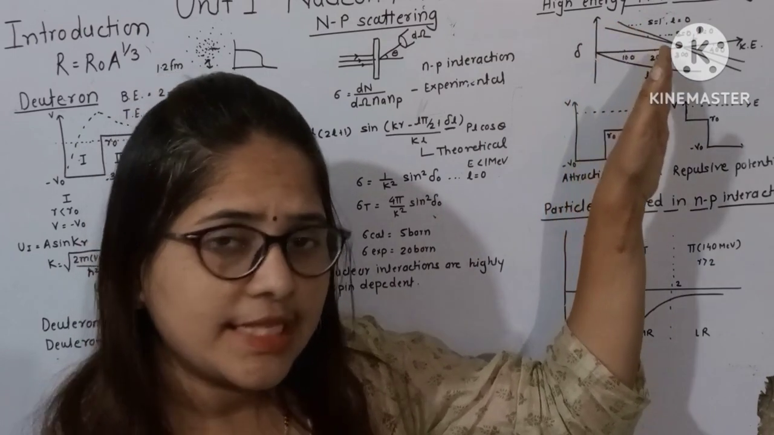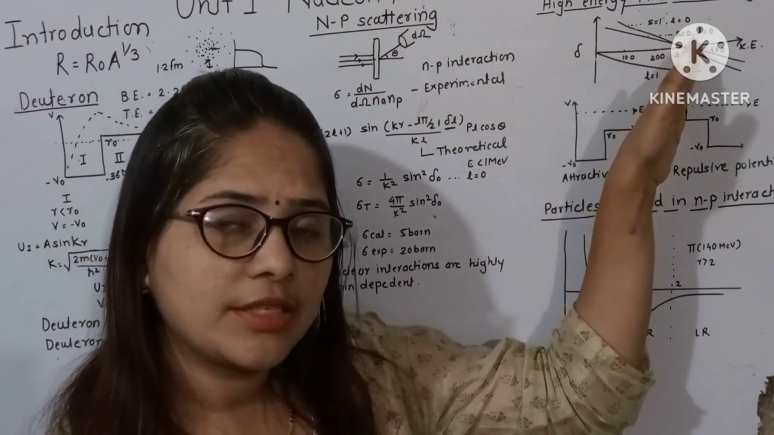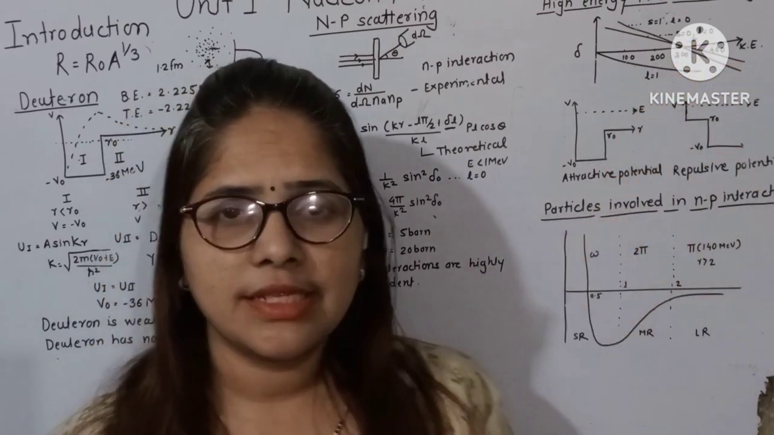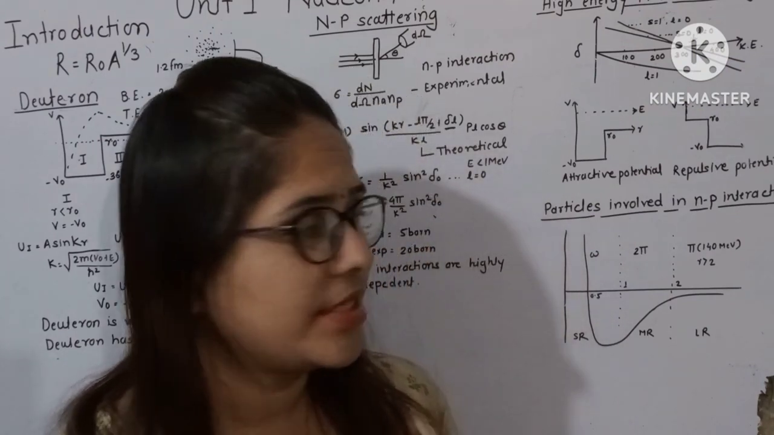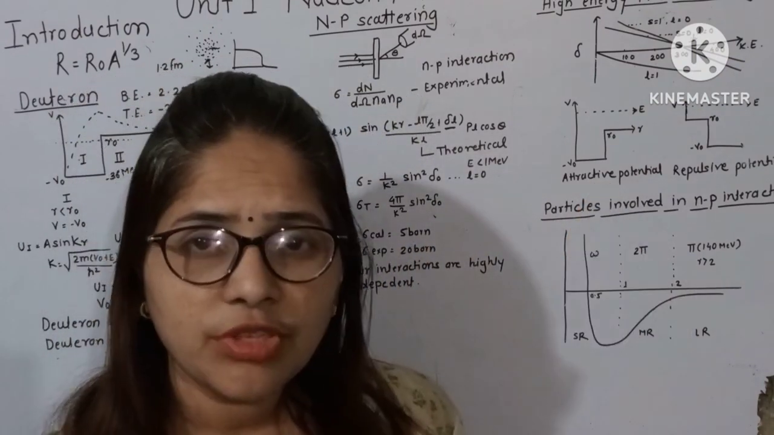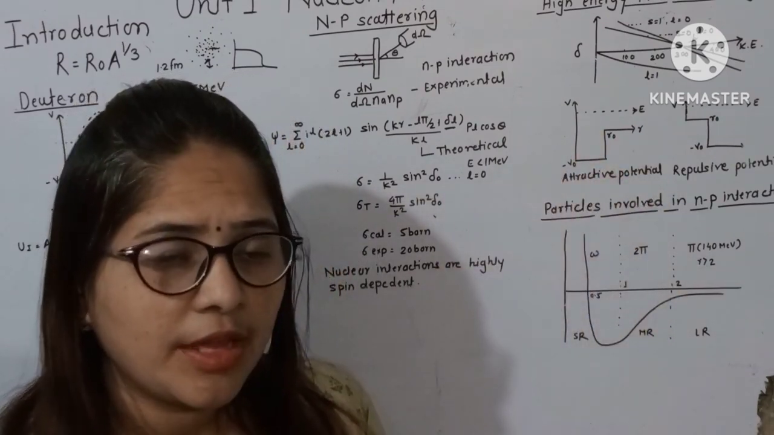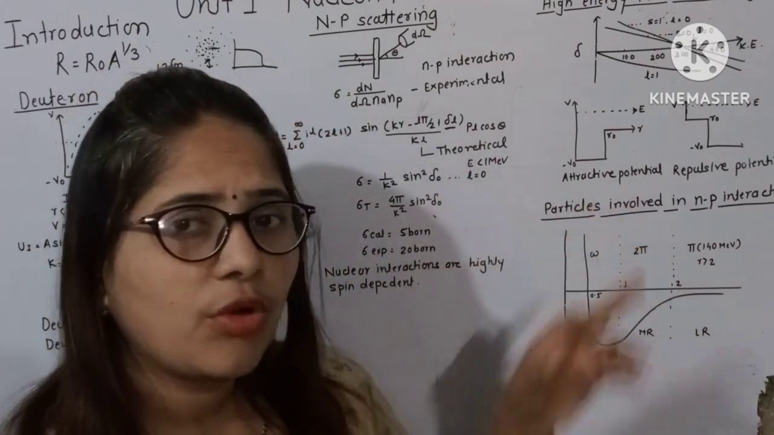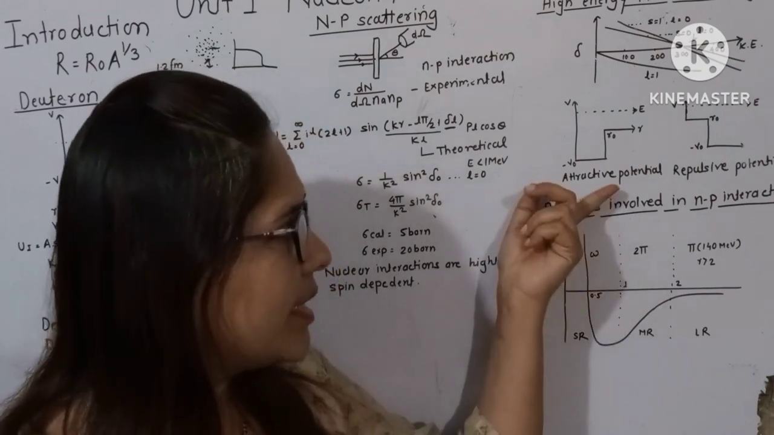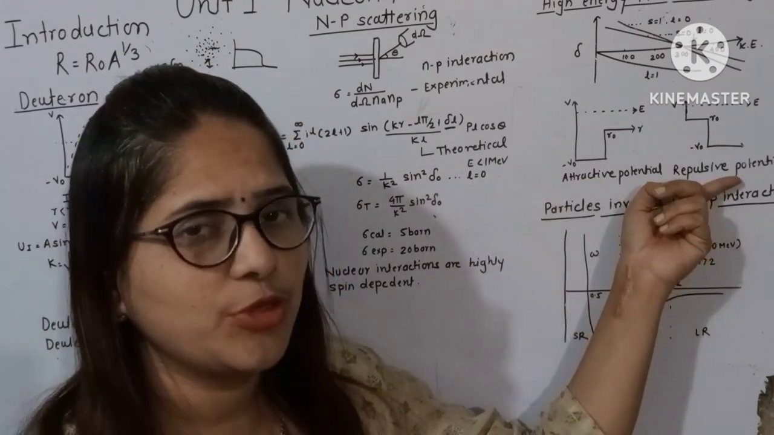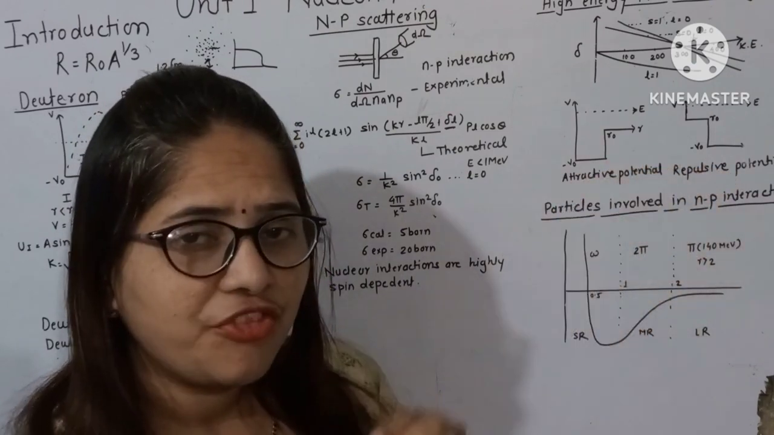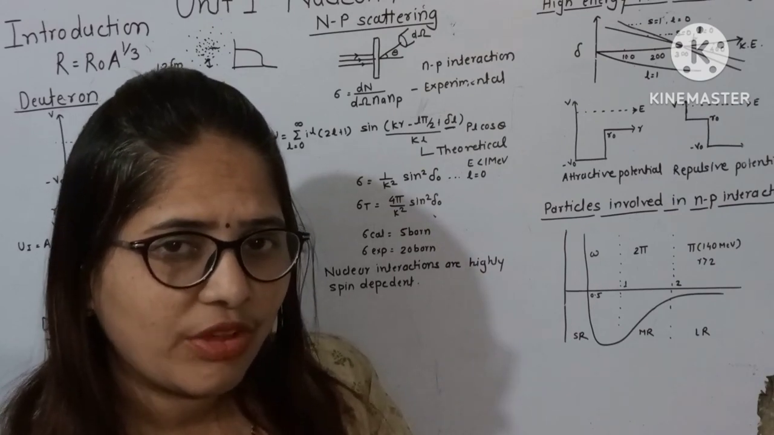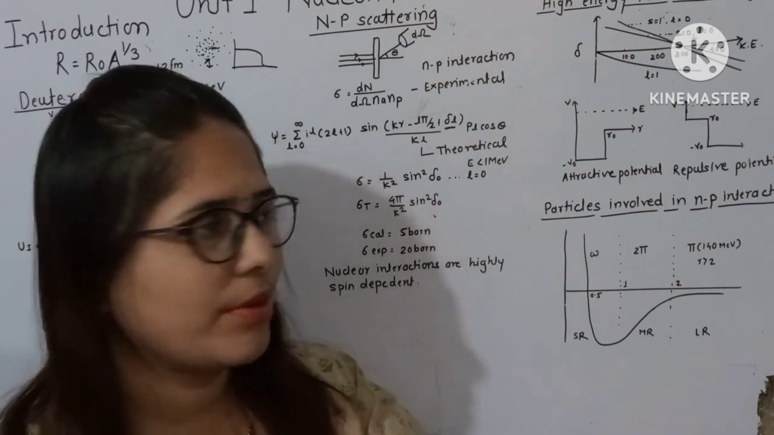kinetic energy of the incident particle, this phase shift delta is positive, and above 300 mega electron volt, this phase shift delta is negative. Now the sign of the phase shift delta has been explained by using quantum mechanical calculations, taking the attractive potential and the repulsive potential. So this is the phase shift analysis by using the square well potential: the attractive square well potential and the repulsive square well potential.